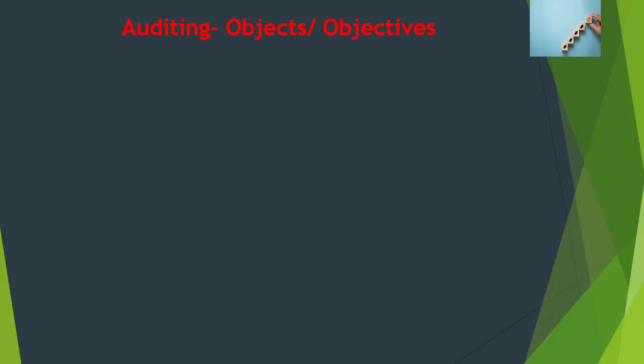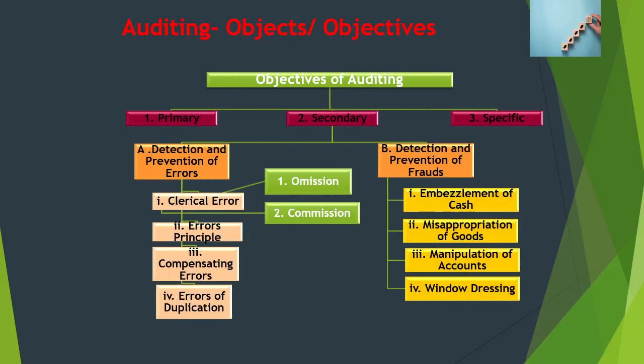So let us start with the objectives of auditing. These objectives represent the goals of the auditing function. For what purpose are we doing auditing? These objectives are broadly classified into three: primary objectives, secondary objectives and specific objectives.